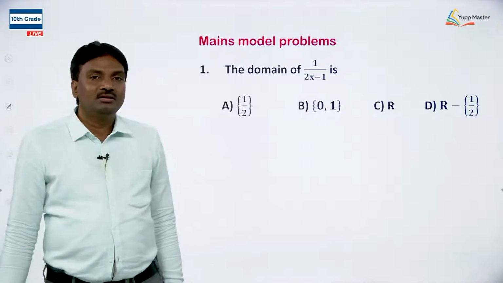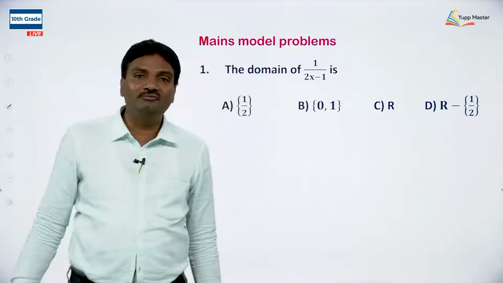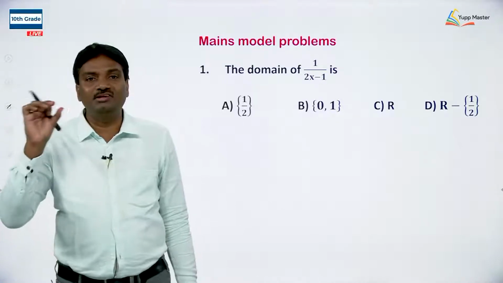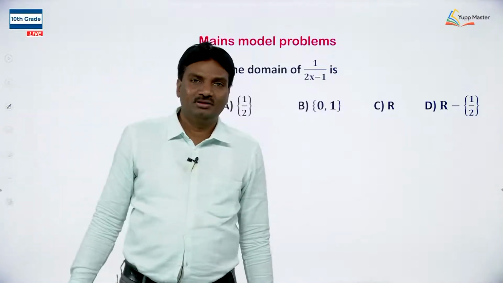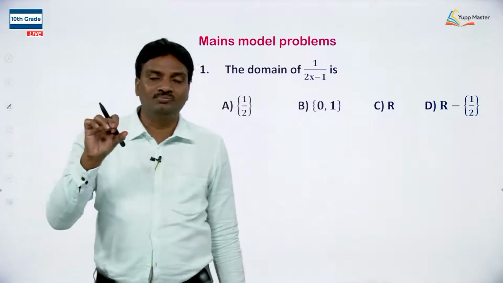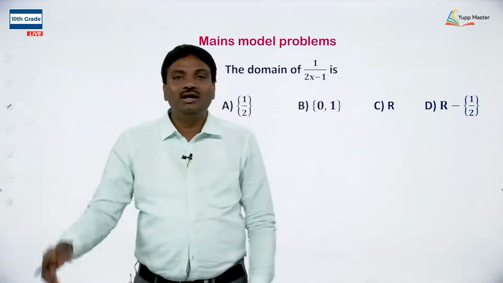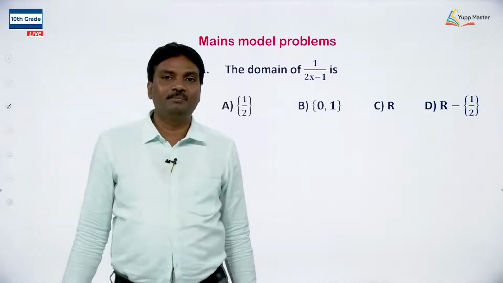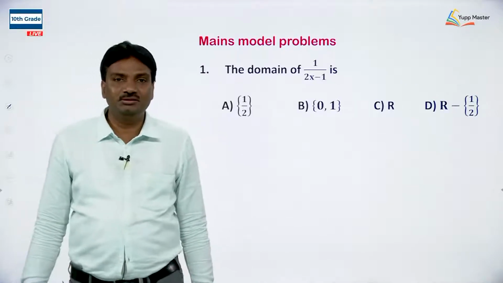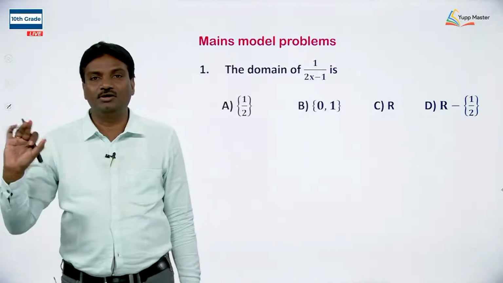By observing the first rule, if the given function is of the form 1 by f of x or g of x by f of x, in the numerator you may have any value except 0. But the denominator cannot be 0. If the denominator is 0, then something by 0 is infinity, that is nothing but not defined. So that's why the denominator cannot be 0.